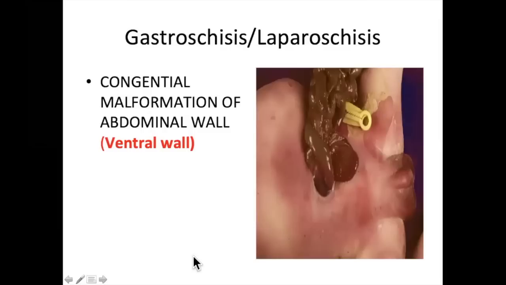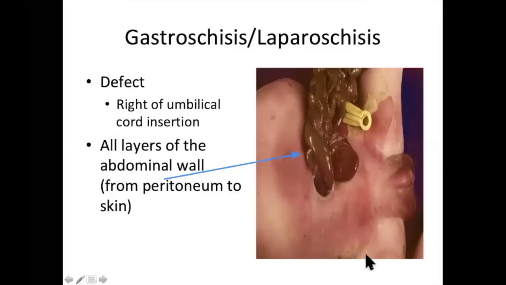Now, what about gastroschisis, also known as laparoschisis? This is characterized as a congenital malformation of the abdominal wall, the ventral wall. As you can see, if you look at the picture, the abdominal viscera are literally coming out. Now, take note. This involves all layers of the abdominal wall, that means from the peritoneum to the skin. The defect is usually to the right of the insertion of the umbilical cord. Gastroschisis is usually found on the right side.